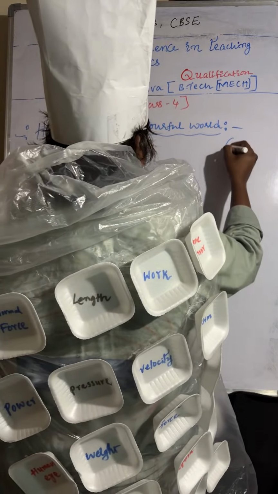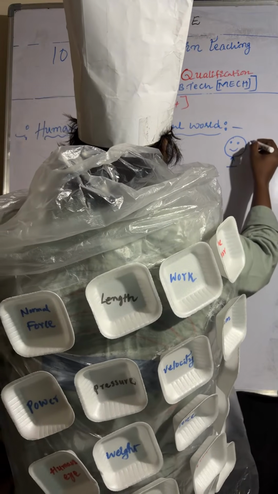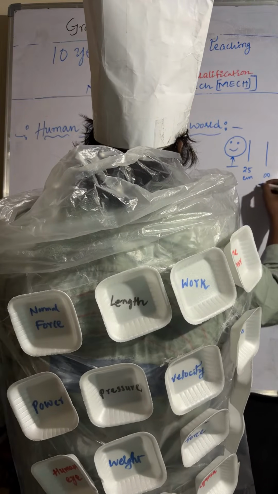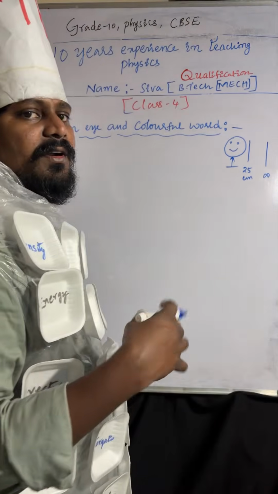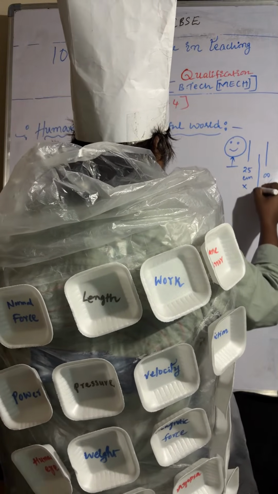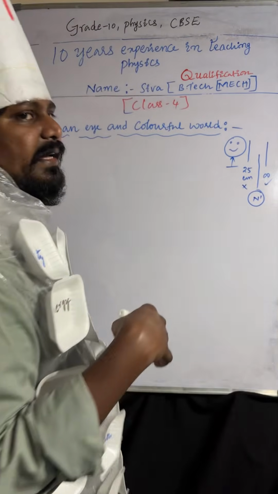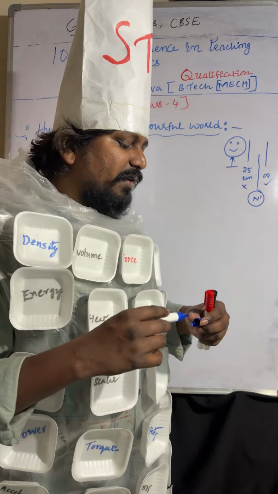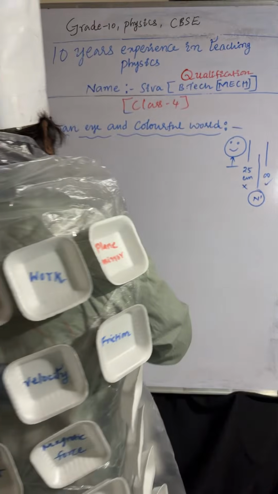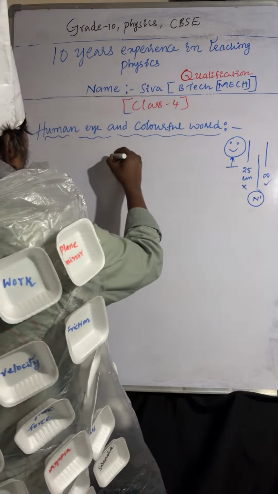Okay, so if you are taking this person, this is 25 and this one is infinity. The person can see the far point, infinity, but he can't see 25. Between 25 and infinity he can see. That is the near point of the hypermetropic eye. So now we'll draw the near point of the hypermetropic eye.